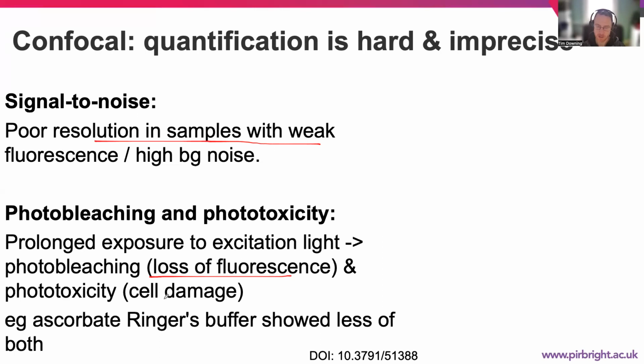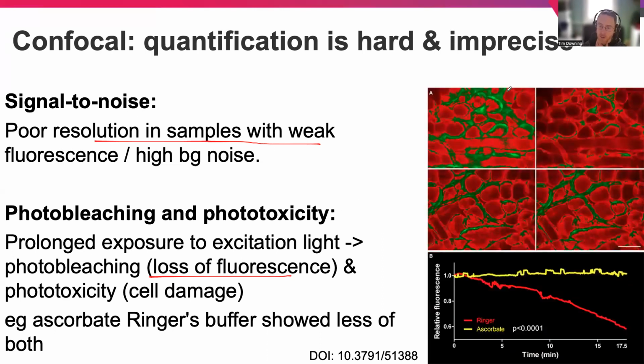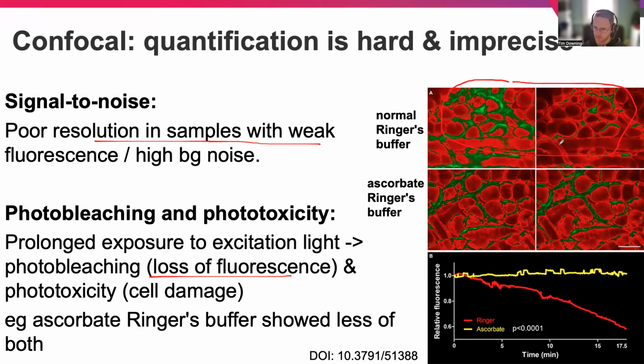An example of this is the optimal buffer, which in this case was a Ringer's buffer, which showed less of both. We see here on top images where we have the normal buffer, where we get this photobleaching and phototoxicity over time, whereas on the bottom we get a better buffer which shows more consistency over time. You can see graphically that the relative fluorescence is the same for the lower panel, whereas for the upper panel it declines over time. And this might give false positive inferences.